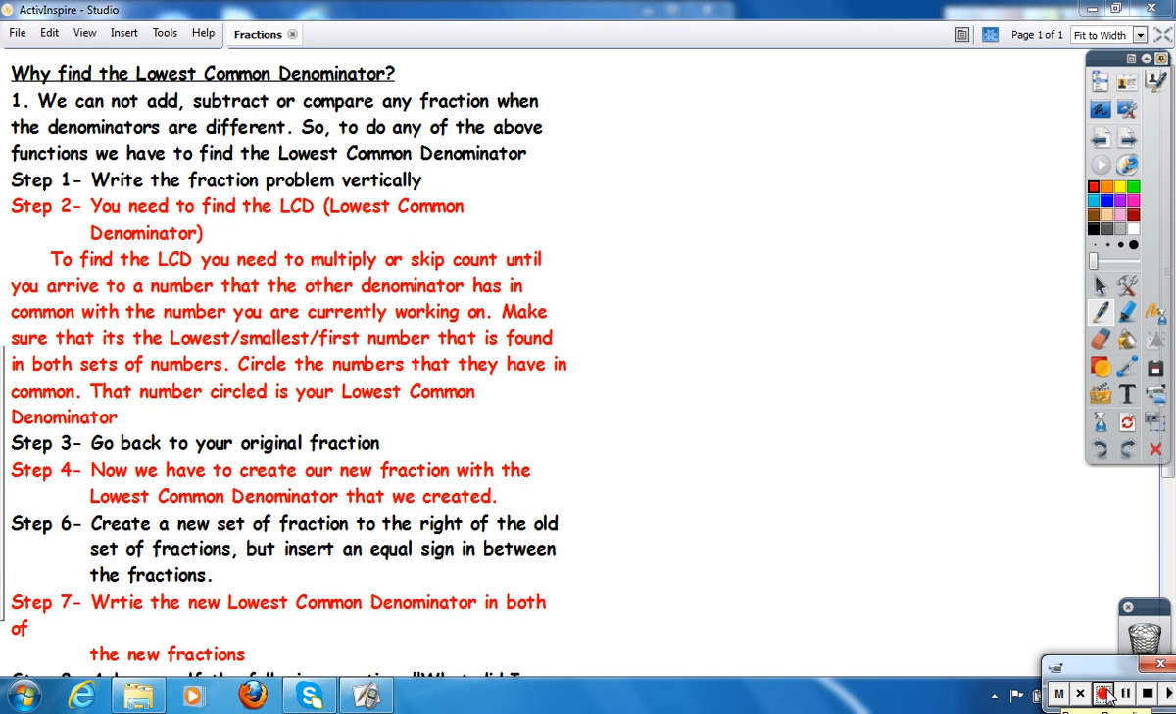So the objective for today is to learn how to find the lowest common denominator in fractions. By following these steps and finding the lowest common denominator, we're going to be able to do some mental math, which will help you find equivalent fractions, subtract, or add fractions. Okay.